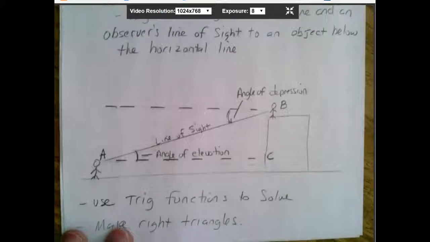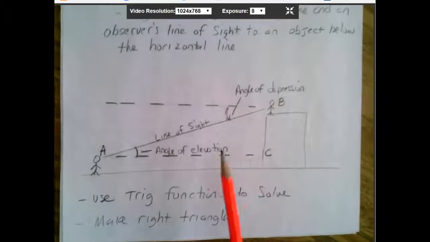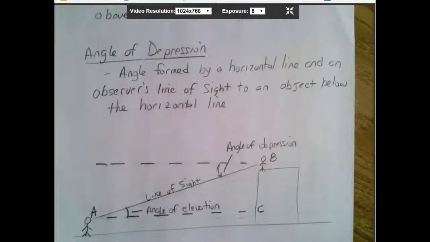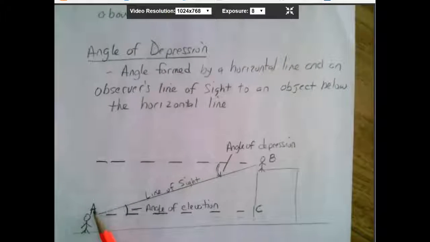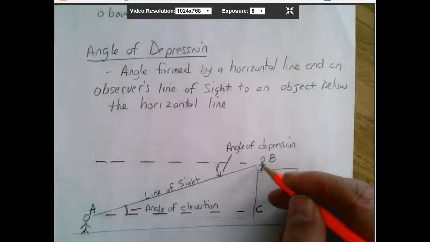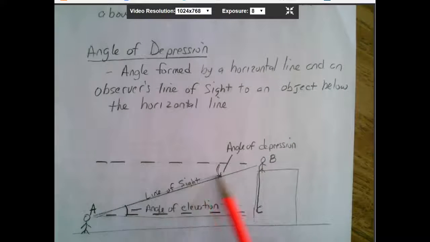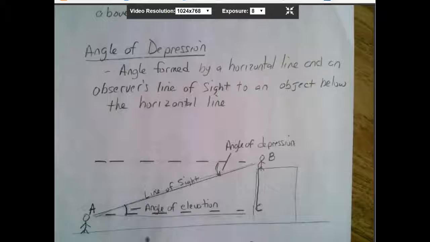So the important thing to remember when we're doing these is to draw yourself a diagram, but then you're going to use trig functions to solve, and then don't forget to make a right triangle. So looking at this one right here, we could make a triangle out of A, B, and C, right? We could just go like this, like that. Then we'd have an angle here, and we could use one of the tan or cosine or sine.